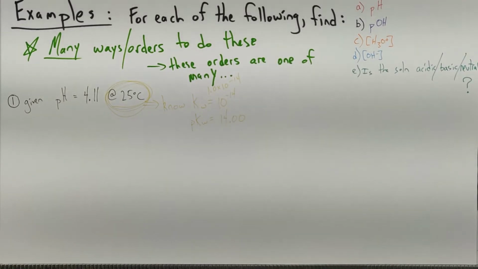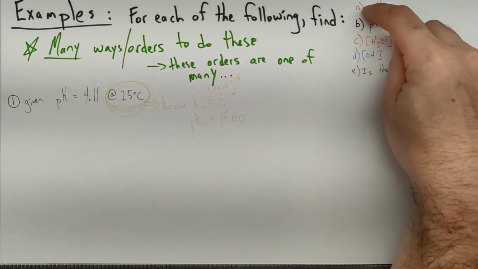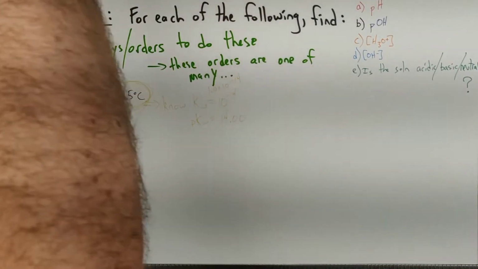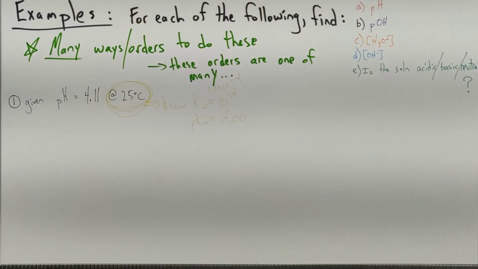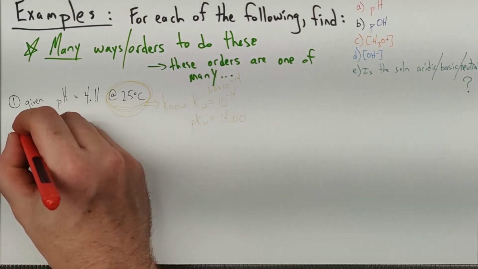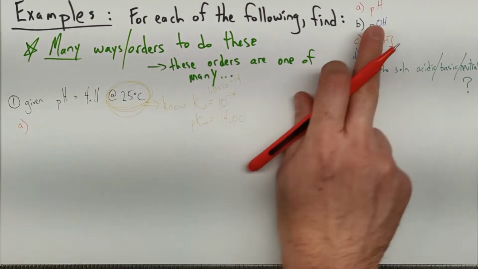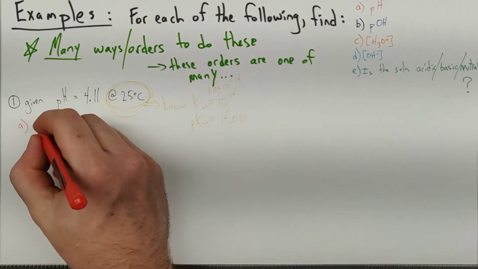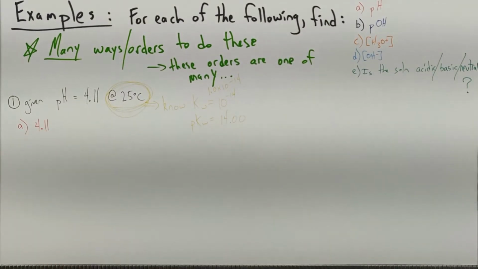So how are we going to go about solving this problem? Well, what do we need to find? All right, and we've got some pretty clear steps on how to do it, and the most convenient factor is we're given the answer to part A right off the bat, yeah? Part A asks for a pH. Our pH is 4.11. Done.